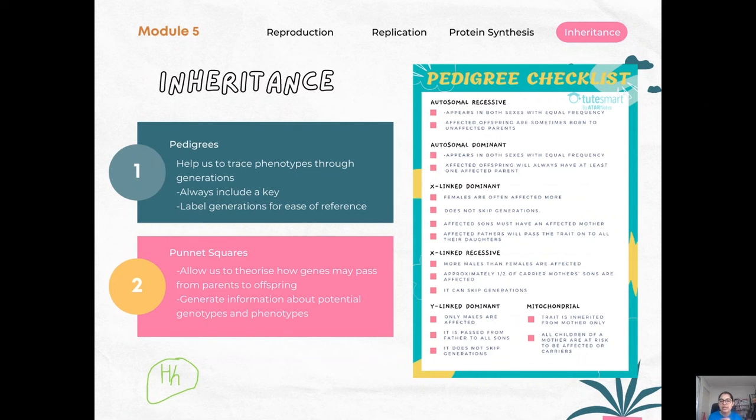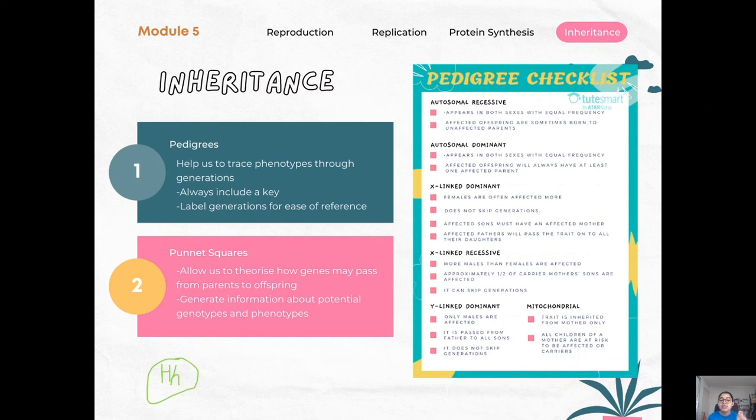The reason for that is because sons get their X chromosome from their mothers, because they only have one X chromosome, whereas women have two X chromosomes. So what that means is that an affected father, because the father will only have one X chromosome, is only going to pass on that one X chromosome, so the father will pass the trait onto all of their daughters. That's the logic behind it.